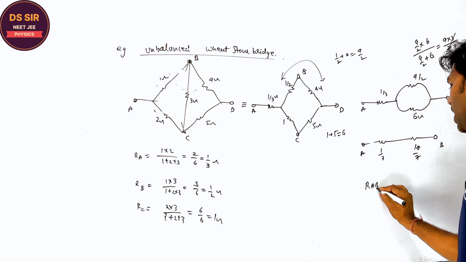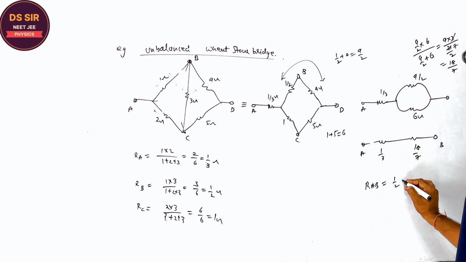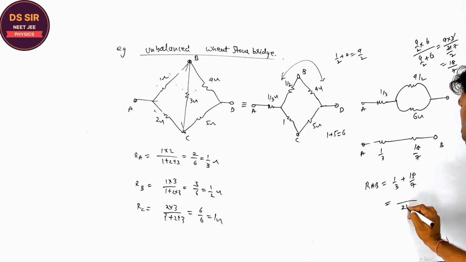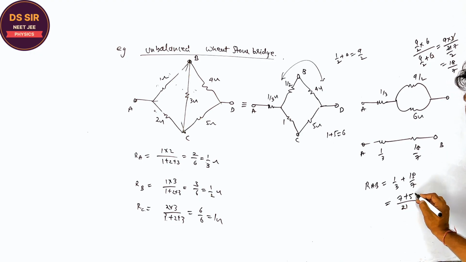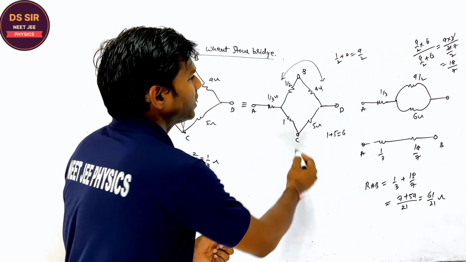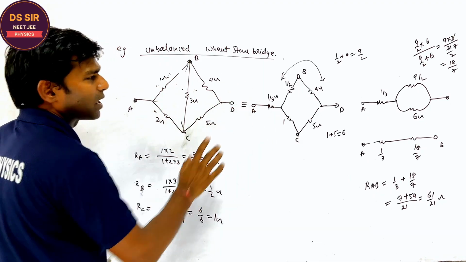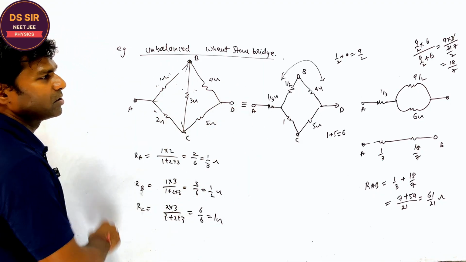So what you write, the RAB, both resistances are in series, 1 by 3 plus 18 upon 7. The LCM is 21, giving 7 plus 54, and this is 61 upon 21 ohm. So in this way, although the calculation may be a little long, when you convert this delta into star, this is the easiest way to solve this question, right?